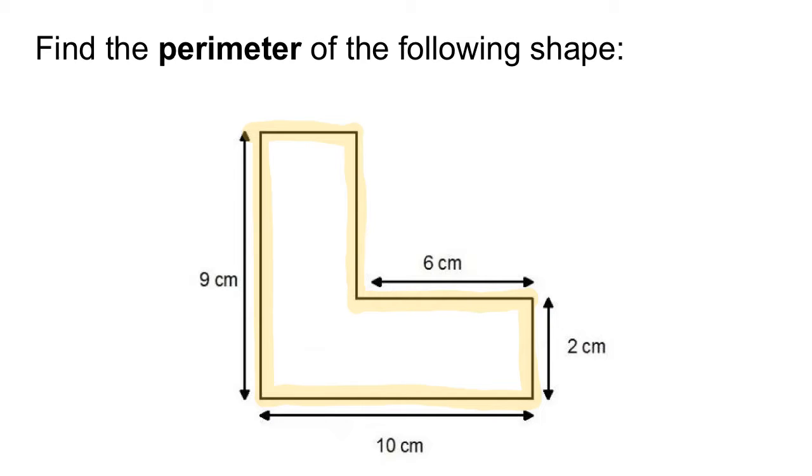So we could just add up the things that are there. That's usually how we find perimeter. We just add up the sides. 9 plus 10 plus 2 plus 6. Are we done? No, because we don't know what this side is or what this side is.